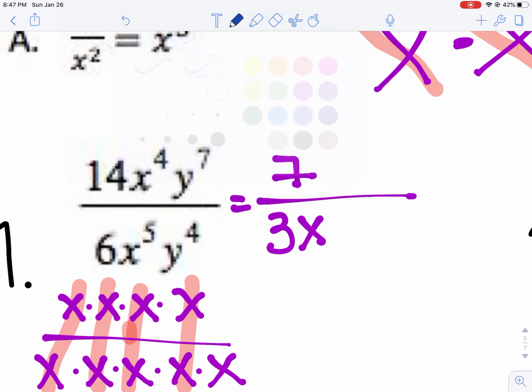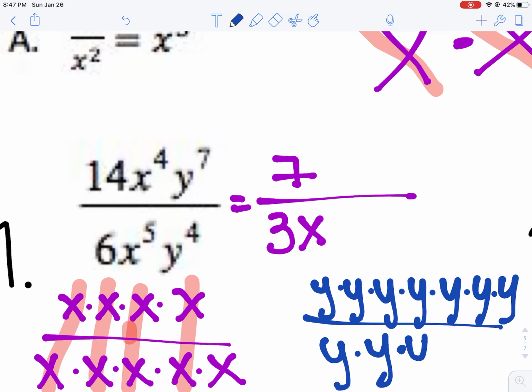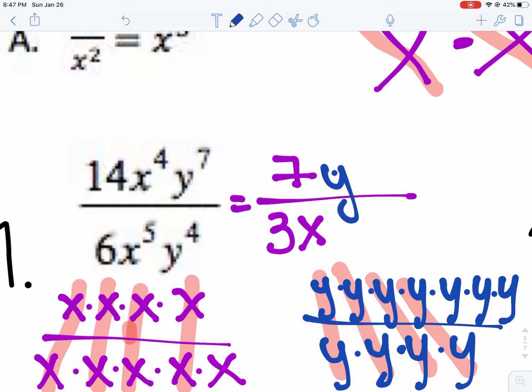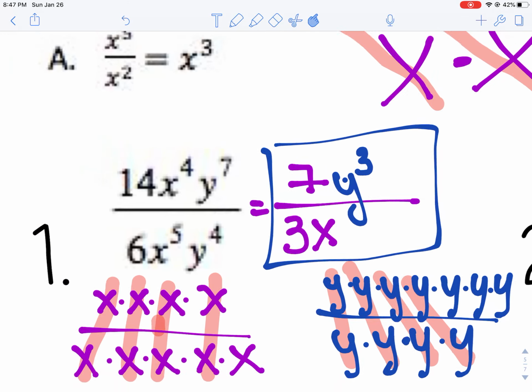Same with my y's. I have 7 y's, so 1, 2, 3, 4, 5, 6, 7 in the top, and I have 4 in the bottom. So my pairs are going to simplify down to 1. That's 1, 1, 1, and 1. So if I look at what's left over, I have 3 y's in the top that are left over. And then I don't have anything else to combine or simplify, so I'm done.